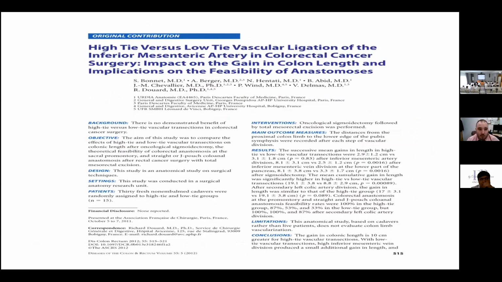And I want to draw your attention to this paper, which is mainly discussing exactly what I've already mentioned, the high ligation versus the low ligation. There is a huge impact on the colonic length and implications for the feasibility of the anastomosis.